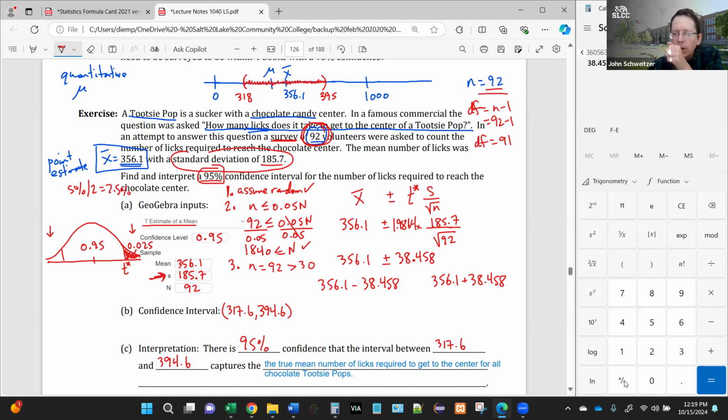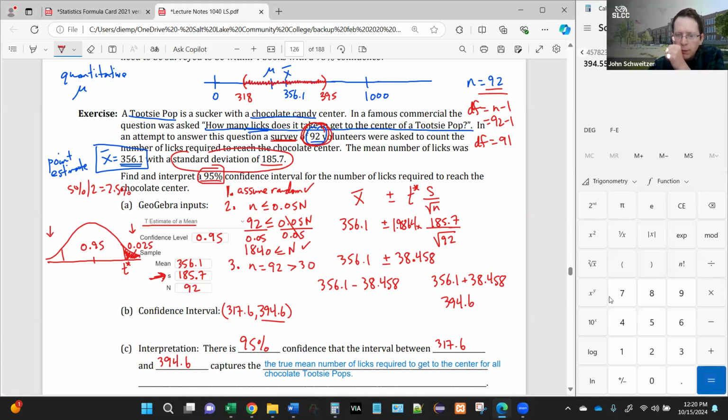Okay, so let's do that. If I want to add that value to 356.1, I just go plus 356.1. So what does that get me? 394.6. Does that look familiar? Yep, it's the same as what we found earlier using technology.